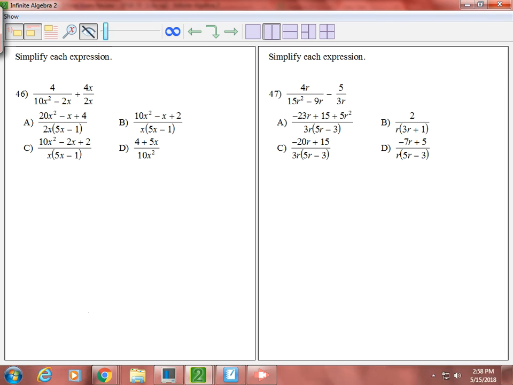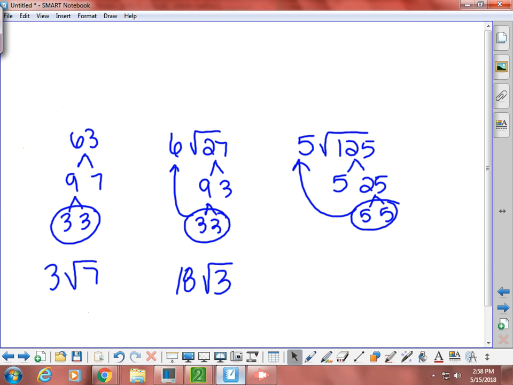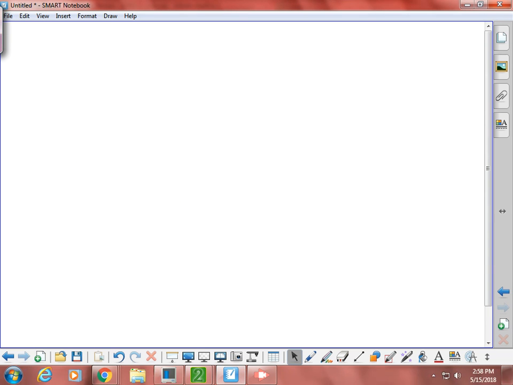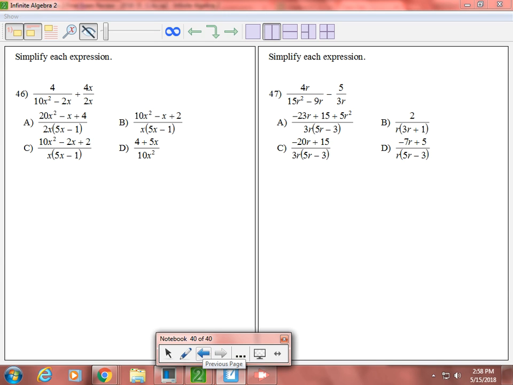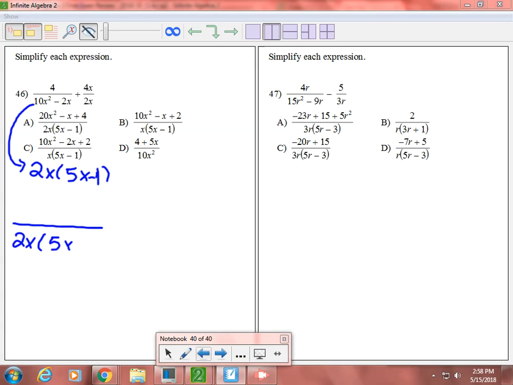So I started 46 in the last video, but I'm going to go ahead and do it again, just because that one takes a little bit more time to do. Okay, so what I know is that if I factor this, I'm going to take out a 2x from both and have 5x minus 1.